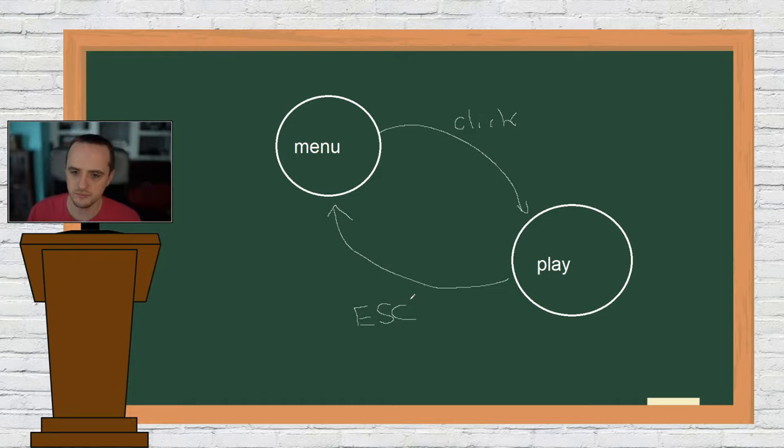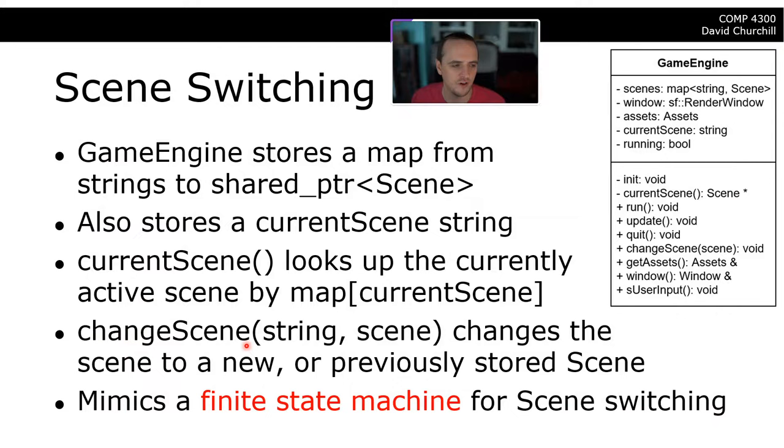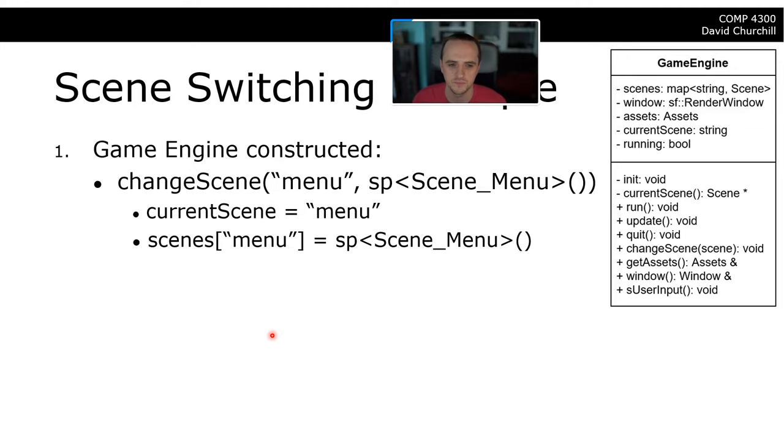All right, so let's get back to the PowerPoint. So we're mimicking a finite state machine with this map that we're doing. So let's look at a more concrete example of how we do the scene switching then. So when the game engine is constructed, the initialization function is called, and the first thing it's going to do is load the assets, whatever. But before we actually start playing the game, it's going to set an initial scene. So it's going to change the scene, and the function is going to be called with menu as the scene string, and a shared pointer to a scene menu object, right?